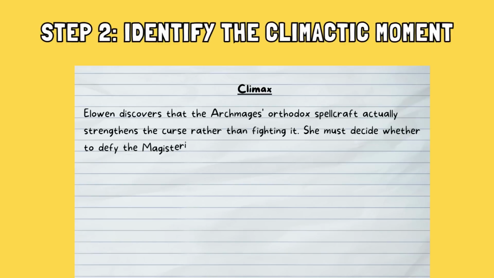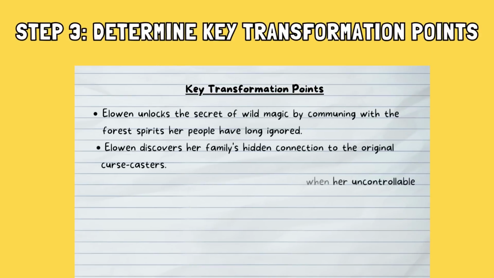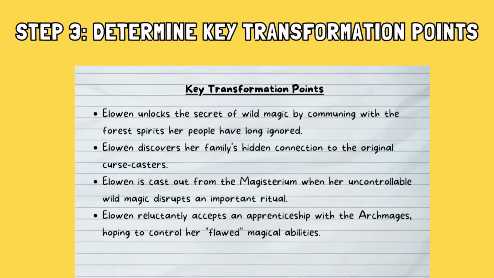She must decide whether to defy the Magisterium by using forbidden wild magic, risking execution as a heretic, or continue with approved methods that are secretly making things worse. Step 3. Determine key transformation points. Working backwards, we have come up with the following points.